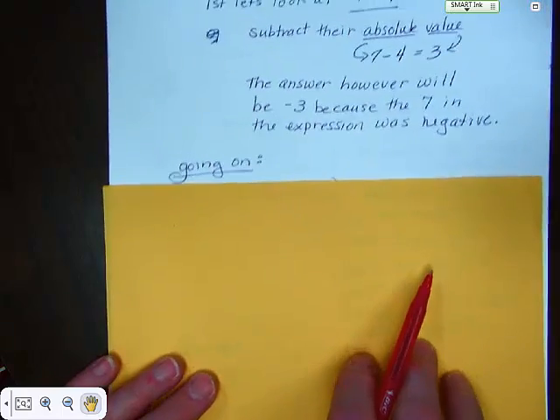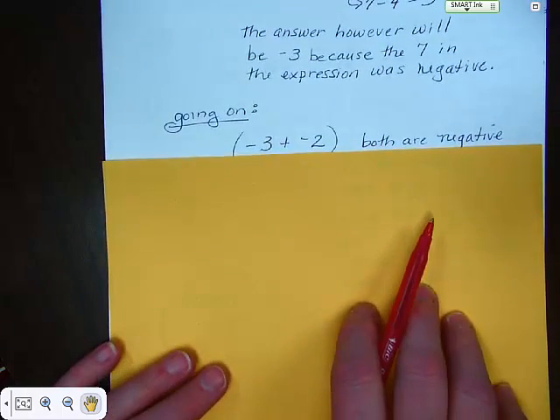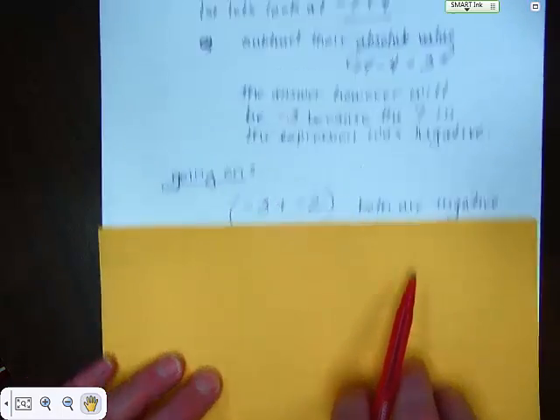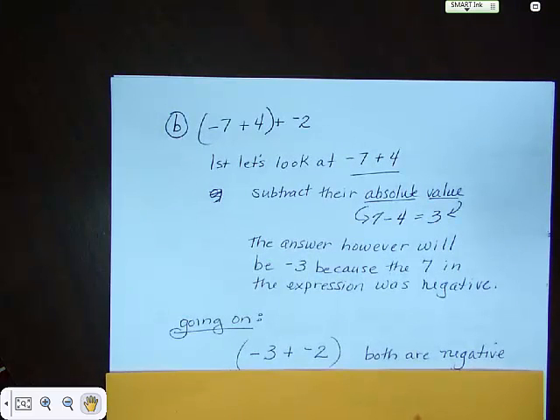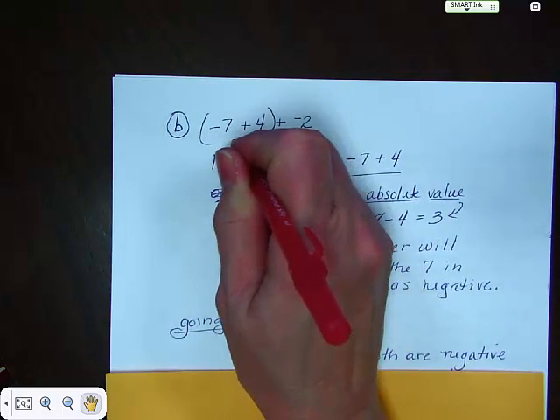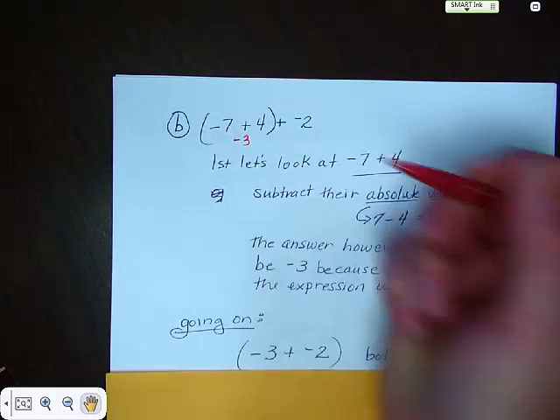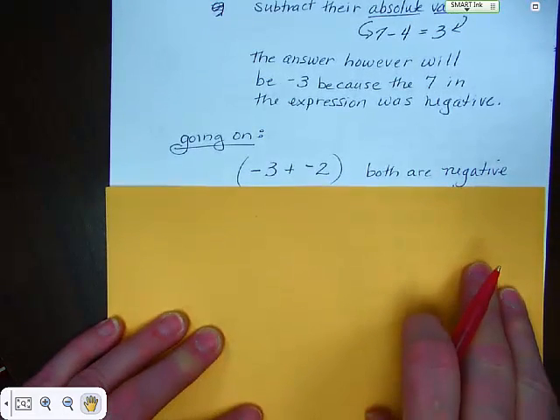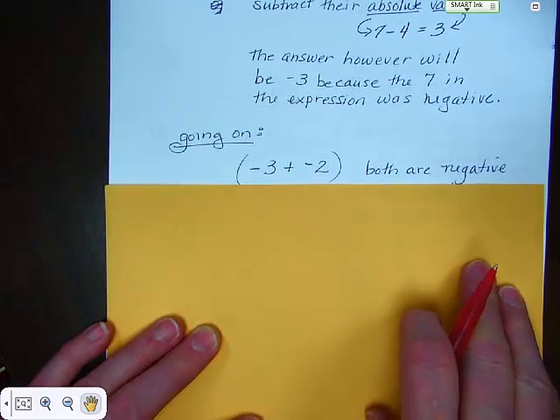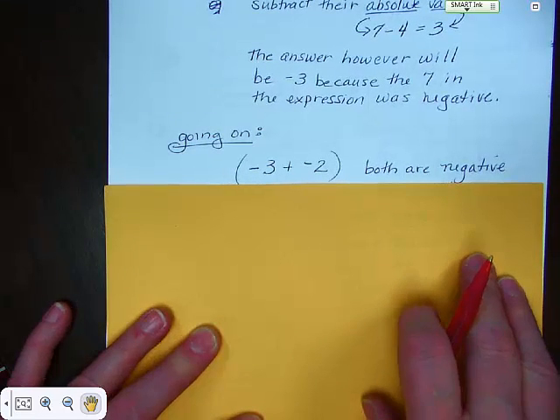So if we go on, okay, we end up with negative 3. We're still working with this same problem that was up here, only now we have changed it into negative 3. So now we have negative 3 plus negative 2. Both of them are negatives.